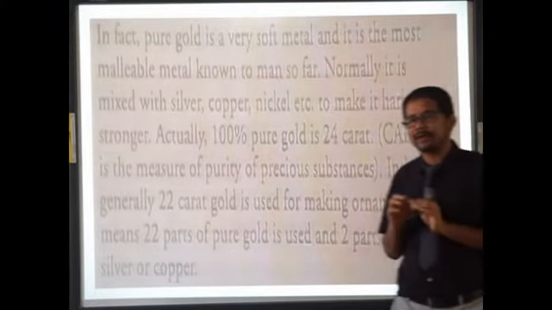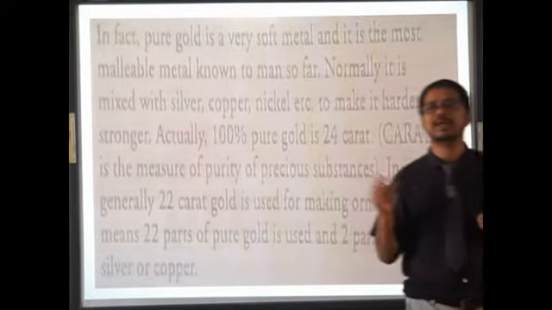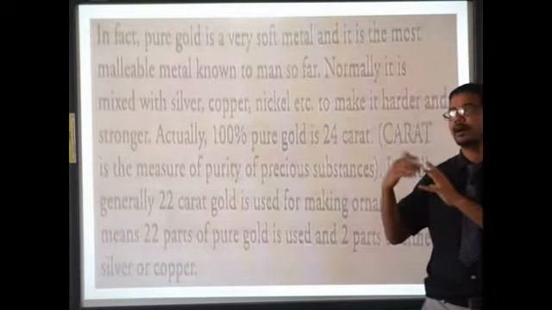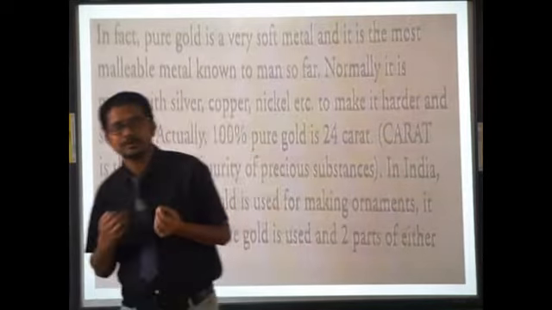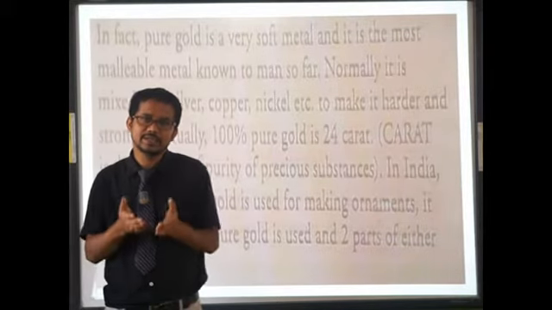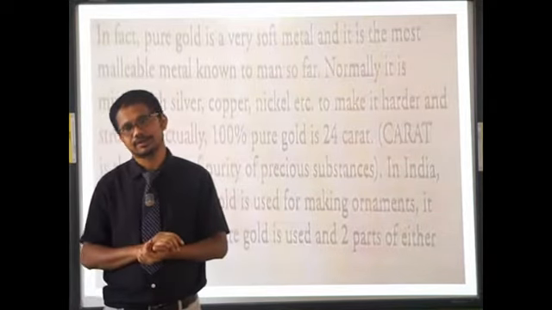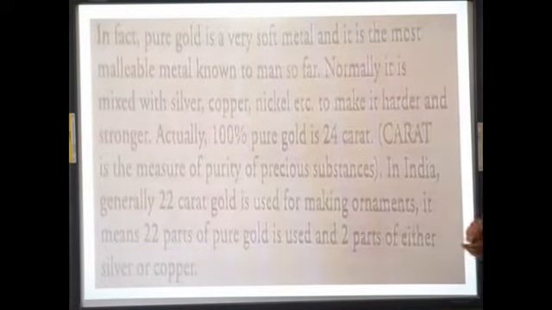So that's why very nice design jewelry of gold can be made only with 22 karat gold, not out of 24 karat gold. We cannot make very fine designs from 24 karat gold. And in this 22 karat gold, 2 karat is either copper or silver. So 22 karat gold has 22 parts of pure gold and 2 parts of either silver or copper.